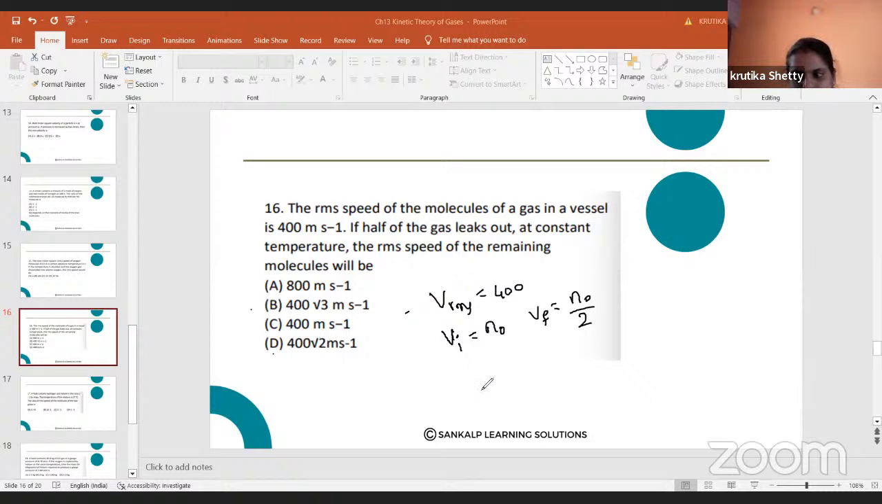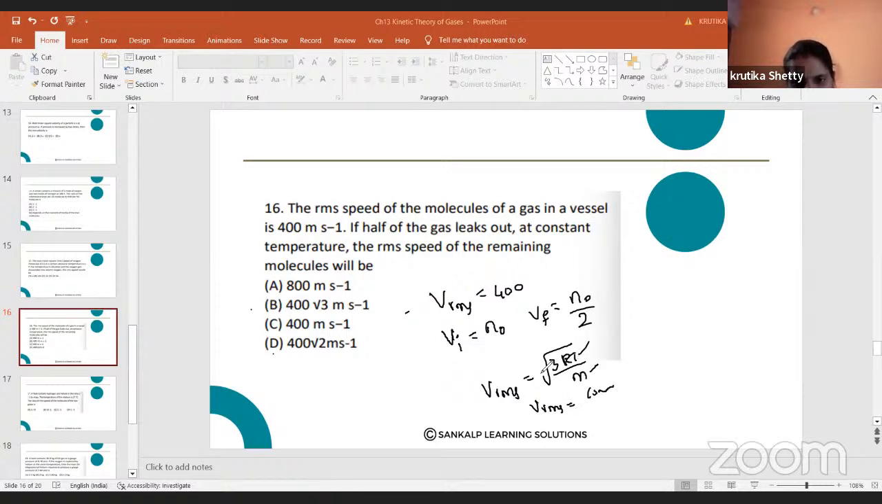So therefore, VRMS is equal to under root of 3RT divided by M. So here temperature and M, these are constant, right? So when these are constant, R and T is also constant. So what happens to your VRMS? The VRMS remains the same, right?